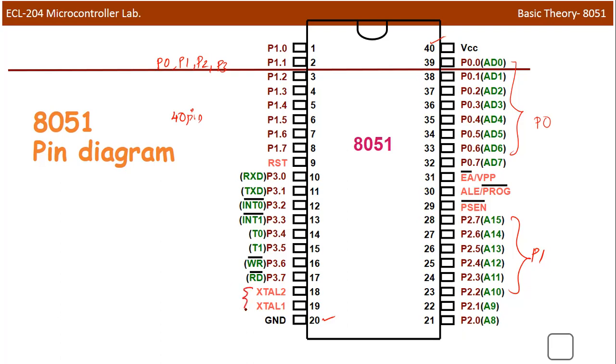These two lines are crystal 1 and crystal 2, which we use for the clock frequency. The crystal oscillator is connected between these 2 points. For accessing external memory and for flash programming, we are using the pins PSEN, ALE, and EA bar or VPP. Here you can also see the reset pin. I think that is all about the pin diagram, and the functions of each pin we will discuss in the theory part.